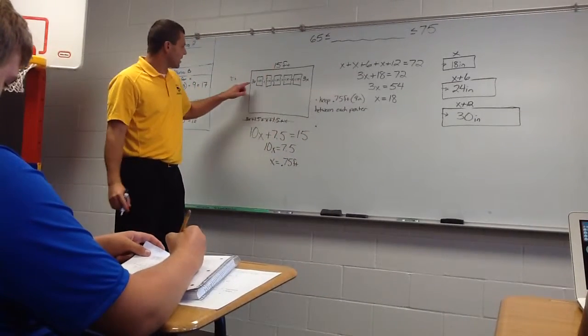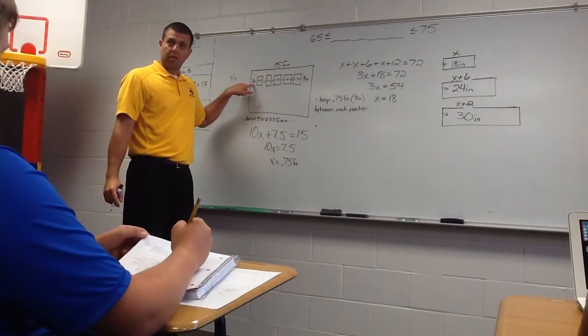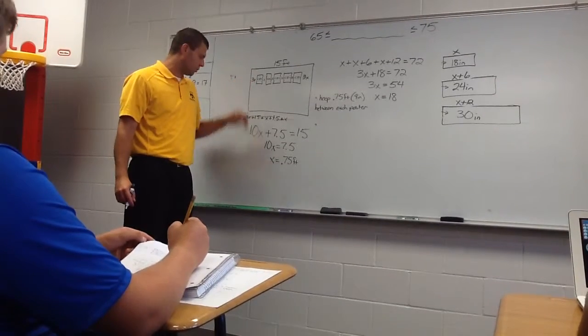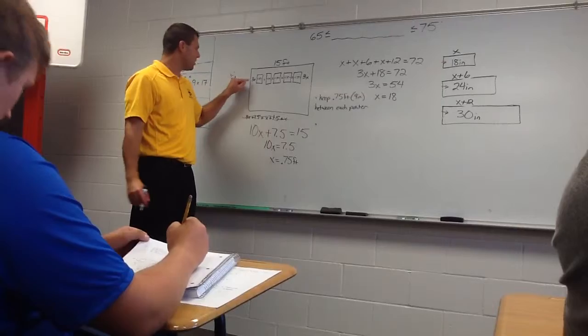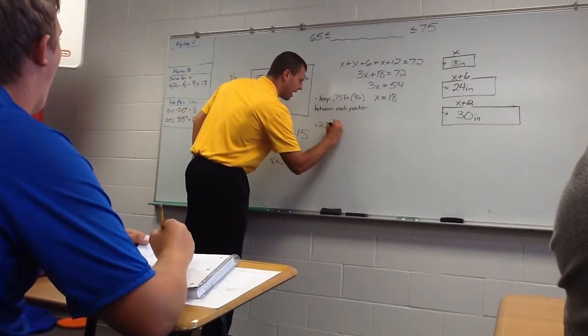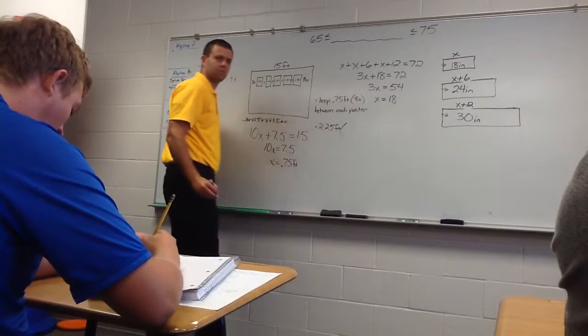And now Derek's kind of gotten ahead of us here. He said how far it was from the last poster to the wall. It's 3 times whatever x is. Well, since x is 0.75, you can take 3 times 0.75. So 2.25 feet, or how many inches?